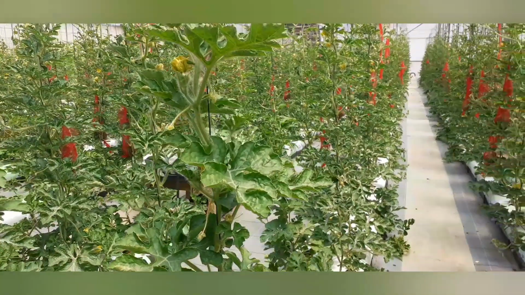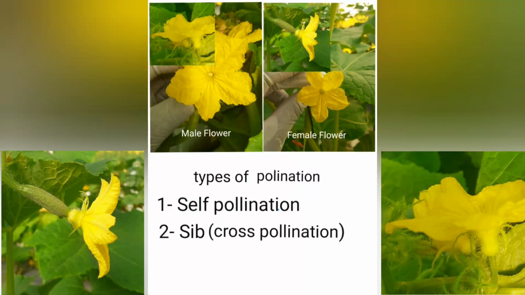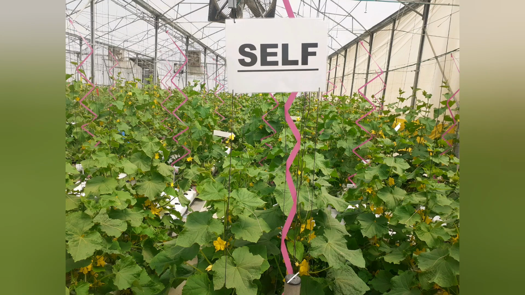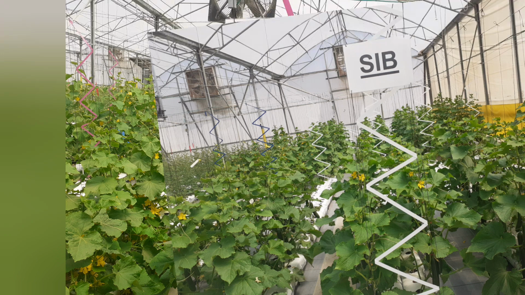And here I'm going to show you the types of pollination that we are doing in this family. We have self-pollination and the seed or sibling, or in other words cross-pollination. In this kind of fruits, it depends on different criteria whether to use self-pollination or cross-pollination. We can use cross-pollination if we want to produce new, improved varieties, and self-pollination if we want to use the same variety for fruit.